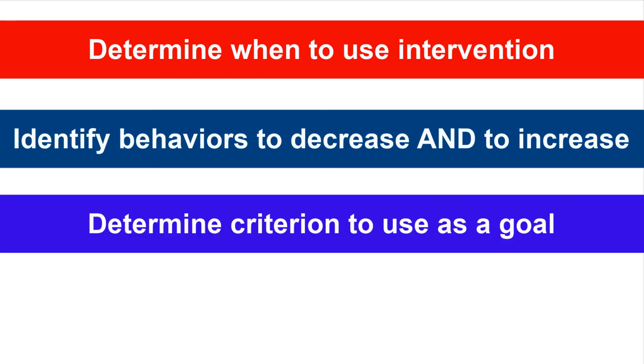Third, you determine a criterion to serve as a goal. A good way to do this is to collect data on how often the behavior is occurring right now. In our not following directions example, how many times are students currently following directions within 5 seconds of being asked during independent work time on average? Let's say it's about 30% of the time. You might set the goal of 50% of the time, and that would become your criterion.